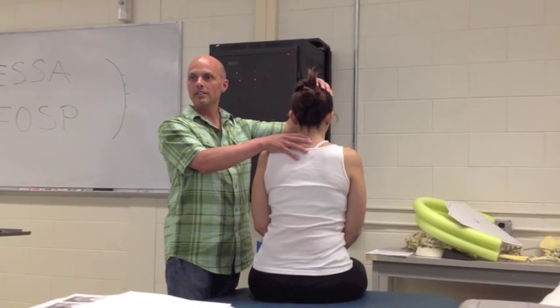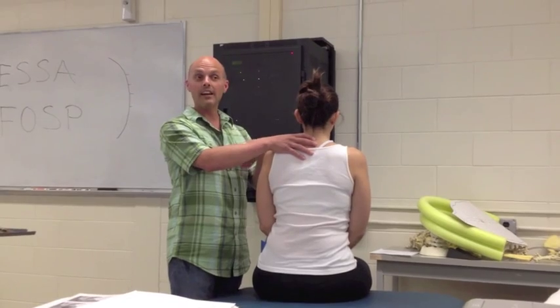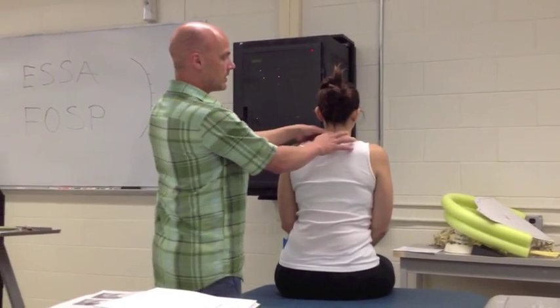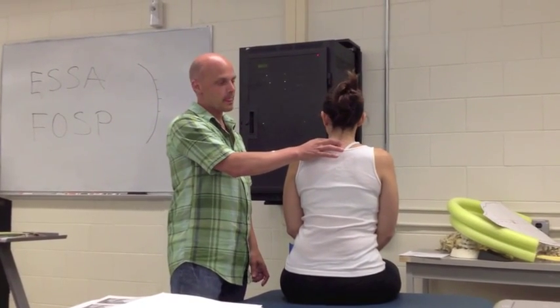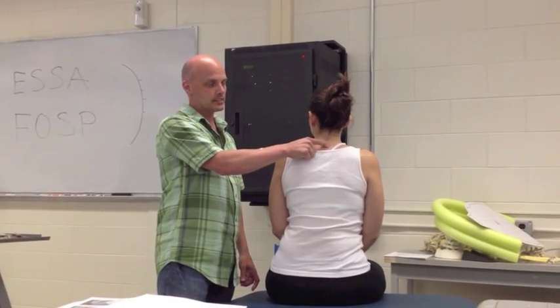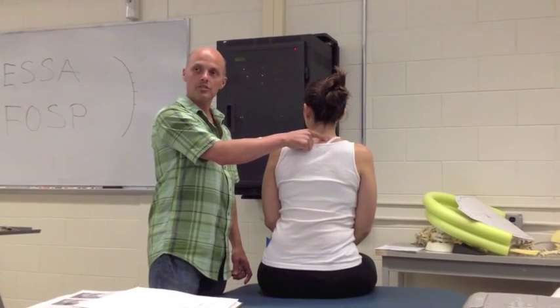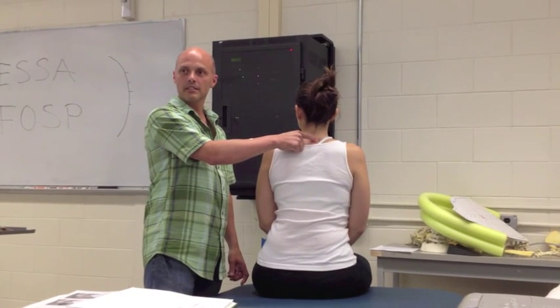So now what I want to do is find it, and then I'll step to the side so you can see it. Come in here, down to T1, okay? I'm going to slip just lateral off the spinous process, find longissimus, and I'm just going to go just lateral to that. And that's where the transverse process is going to be.